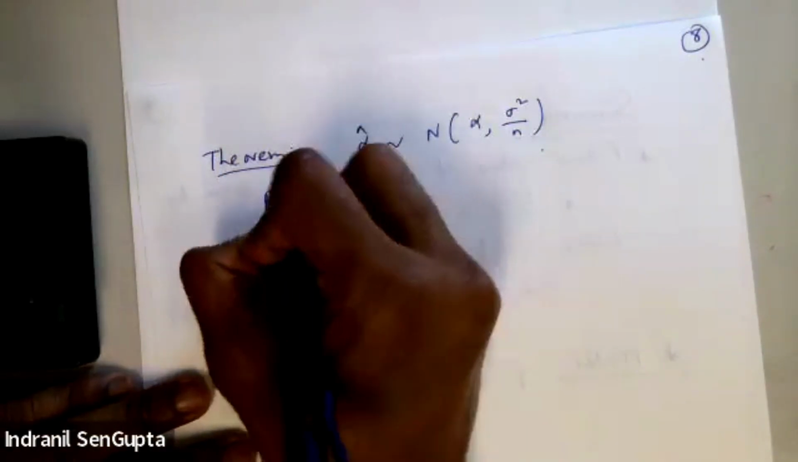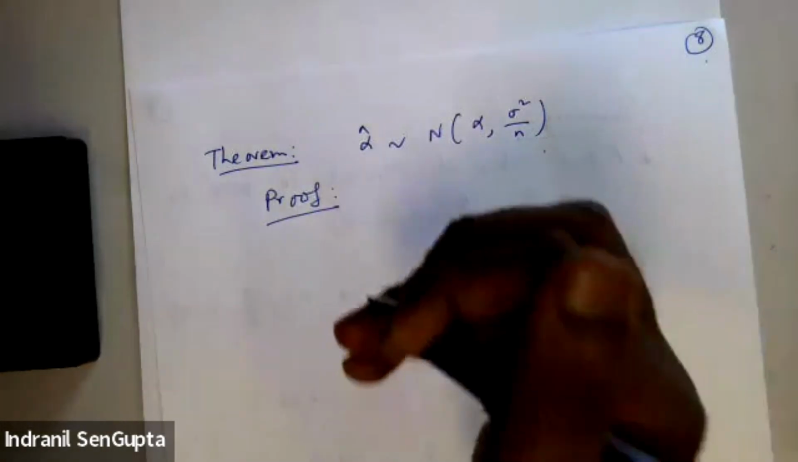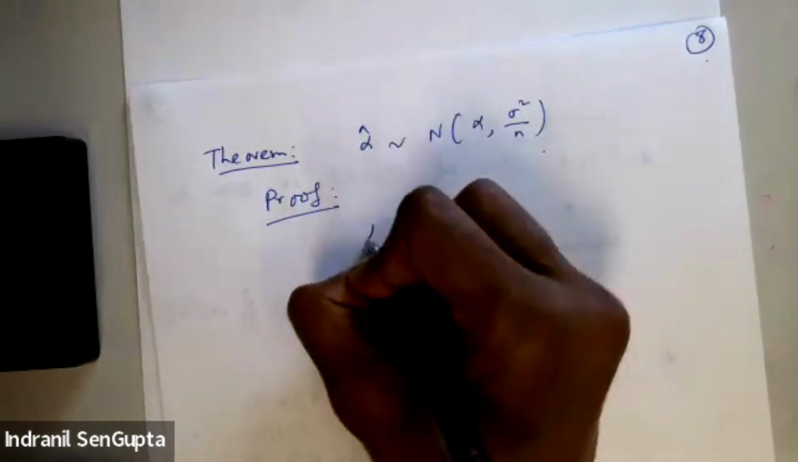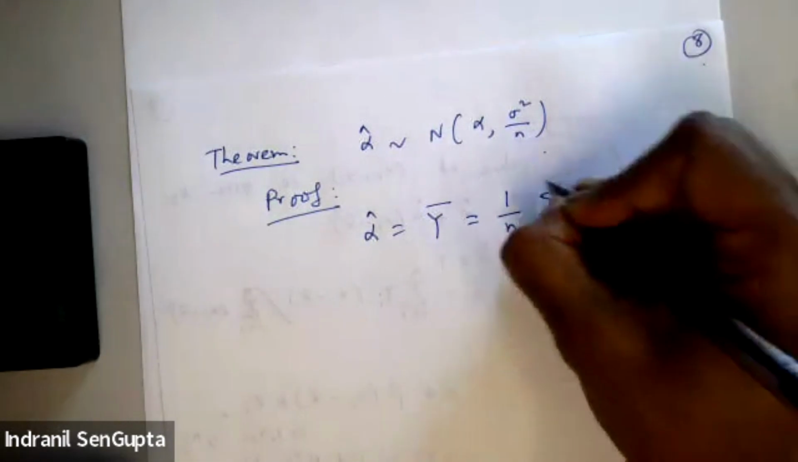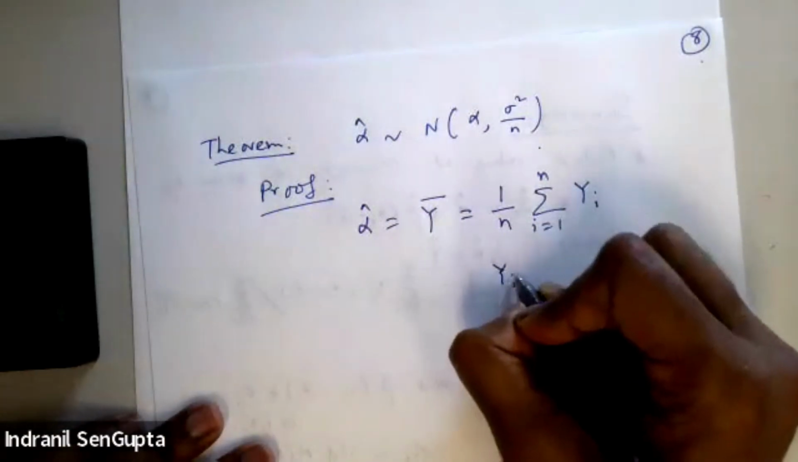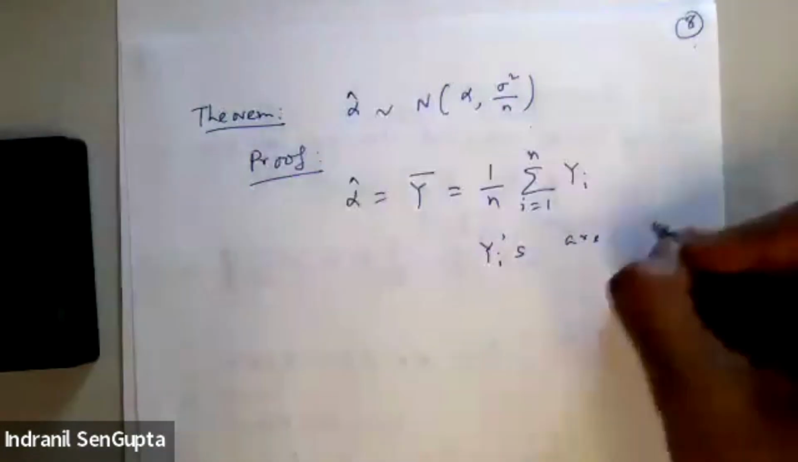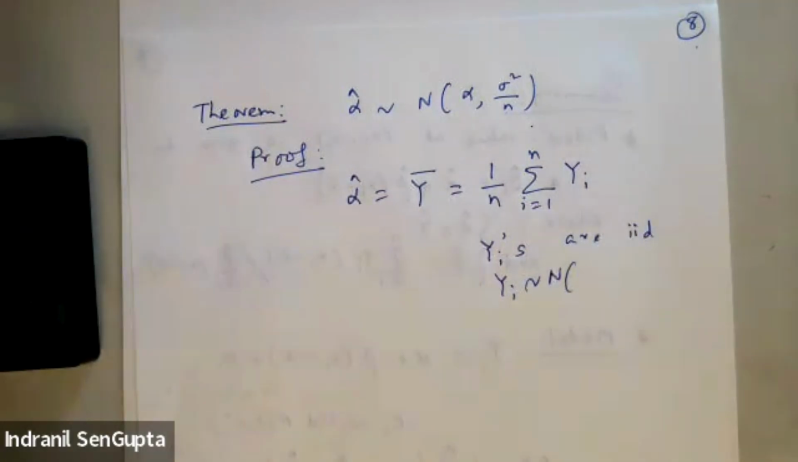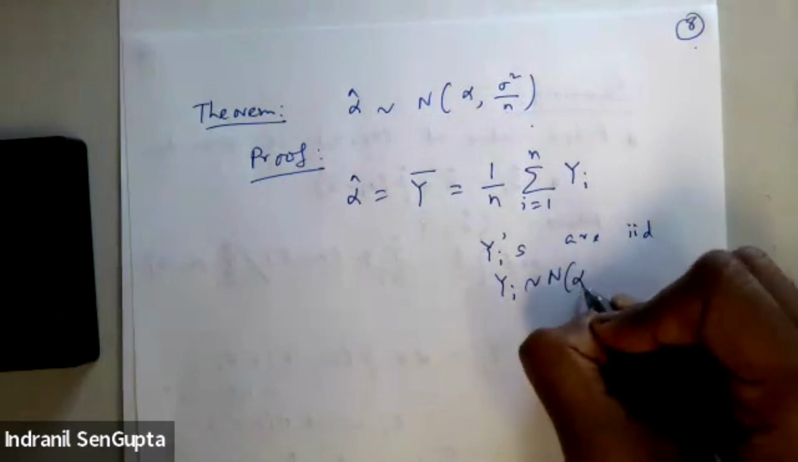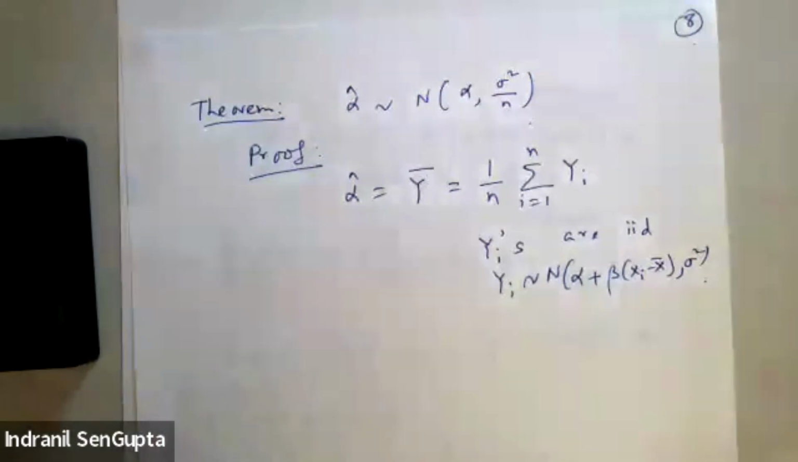Okay. So proof. Well, first of all, we have seen that alpha hat is y bar. And what is y bar? So y bar is a summation of 1 over n, i from 1 to n, yi, where the yi's, we have written this in the very second page, are IID, and yi follows a normal distribution with alpha, which is the exact value of alpha, xi minus x bar, sigma squared. Okay.